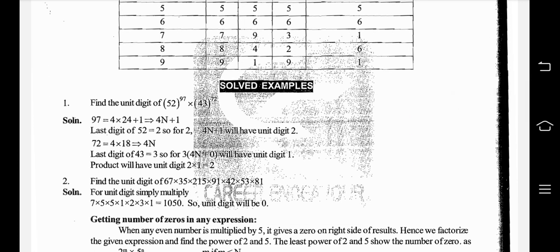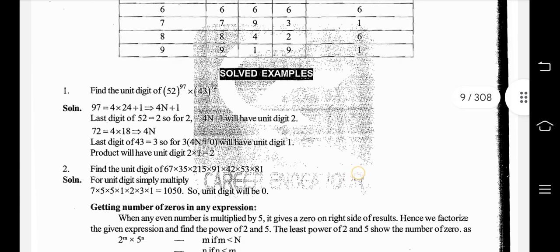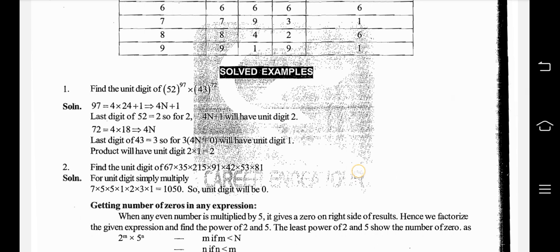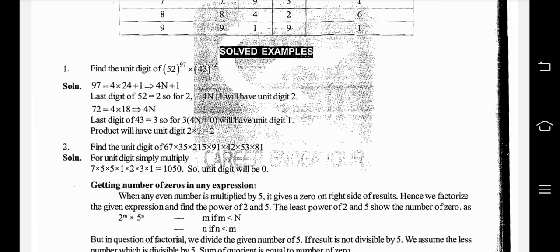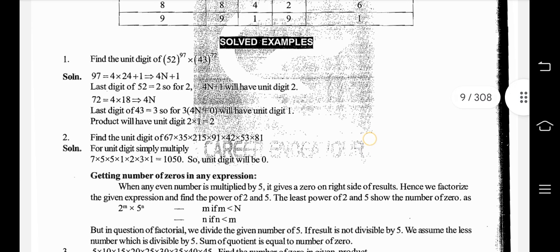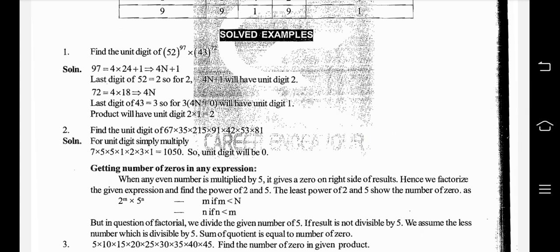Find the unit digit of 52 raised to 97 times 43 raised to 72. So 97 is equal to 4 into 24 plus 1, so it is of the form 4n plus 1. The last digit of 52 is 2, so 4n plus 1 will have unit digit 2. 72 is equal to 4 into 18, which is 4n. The last digit of 43 is 3, so for 3, 4n will have unit digit 1. The product will have unit digit 2 into 1, which is equal to 2.